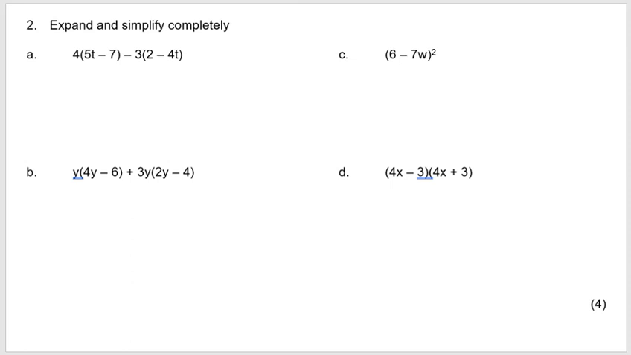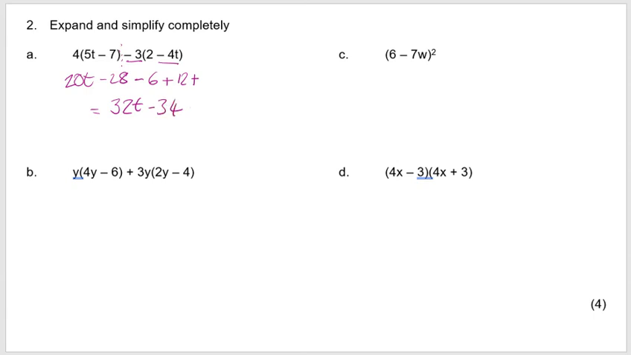Expand and simplify completely. So expanding two sets of brackets. So first bracket, we're going to get 20 lots of t minus 28. Second brackets, we are subtracting 3 lots of the brackets, which is equivalent to negative 3 times everything in the brackets. So negative 3 times 2, negative 6, and negative 3 times negative 4t, positive terms, that will give us positive 12t. Collecting everything together, that will give us a 32t minus 28, take away another 6, negative 34.